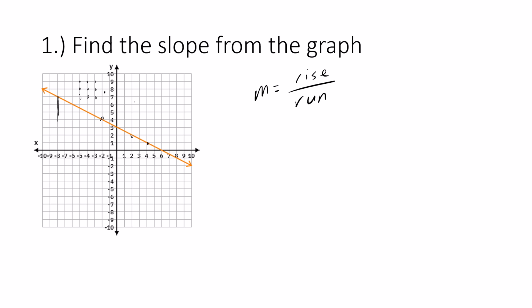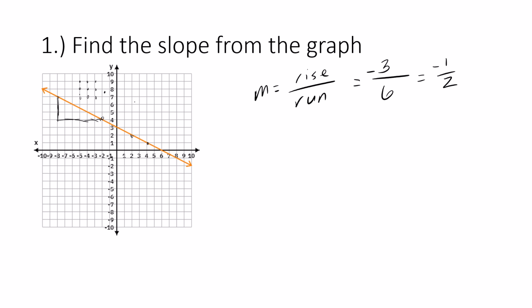And to get from one point to the other, I have to go down 1, 2, 3 units. And remember that you're counting spaces. So down 3 units will be represented with a -3. And then I will go over 1, 2, 3, 4, 5, 6 units. So my slope is -3/6, or I can simplify that to -1/2.